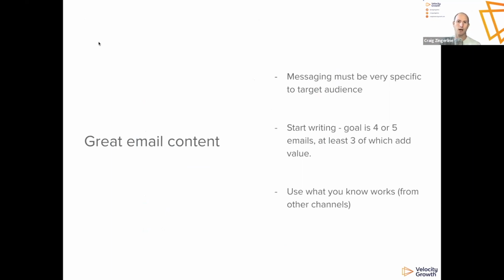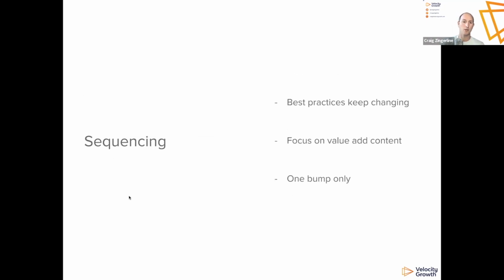And then you need great content, right? We've talked a little bit about this, but your messaging has to be specific to that target audience. Then you need to start writing. Your goal is to write 4 or 5 emails in a cold email sequence, of which at least 3 add value. I'll show you what I mean in a second. And again, use what you know works. Because you're writing 4 or 5 emails, you're going to put them into what's called a sequence.